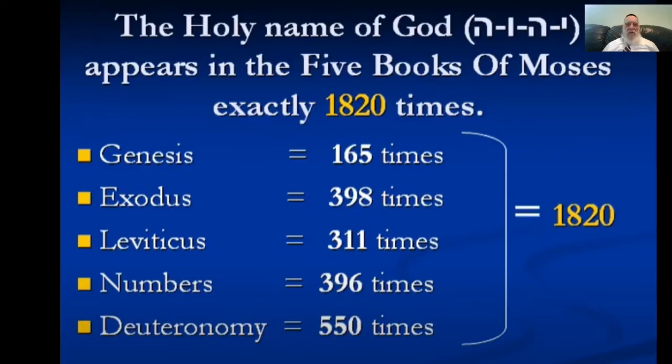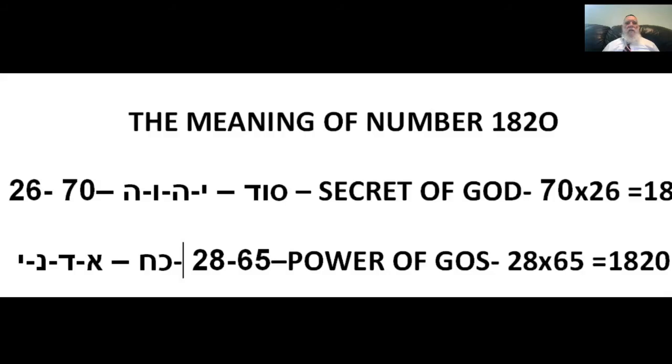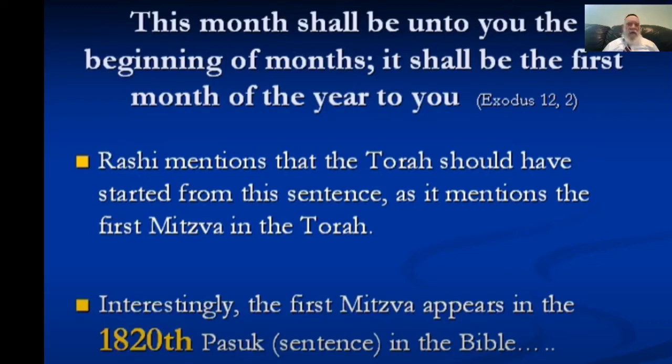the holy name of God, the numbers of this. Then, another very interesting thing. You know that in Exodus there is a verse which says, this month shall be unto you the beginning of months. It shall be the first month of the year to you. Exodus 12:2. So Rashi mentioned, and this is really the first Rashi in the Torah, that the Torah should have started from this sentence as it mentions the first mitzvah in the Torah.